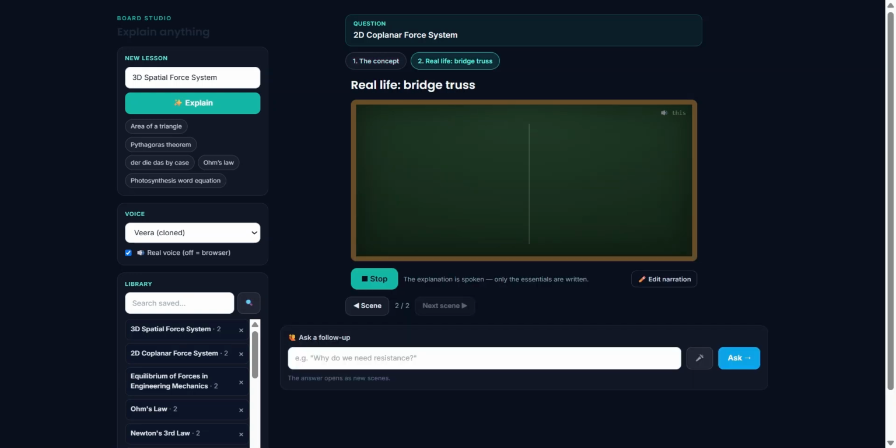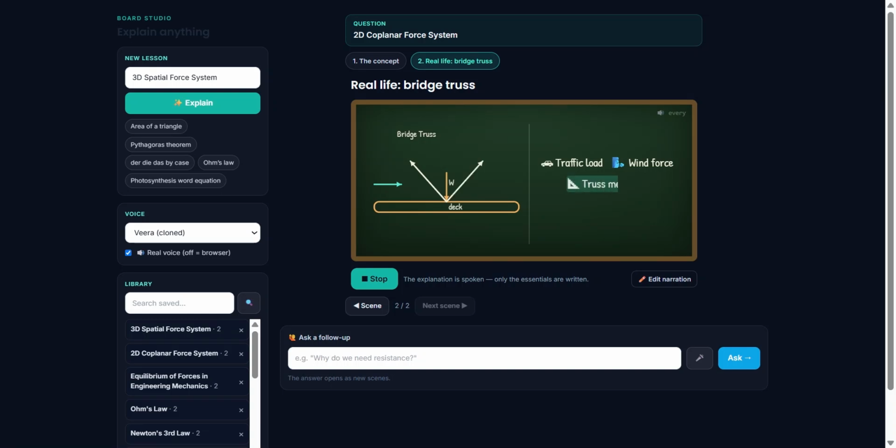Now let's see this in real life. Engineers use coplanar force systems to design bridge trusses. The bridge deck carries a vertical load from traffic weight. Wind adds a horizontal push. Each truss member carries a force along its own angle.